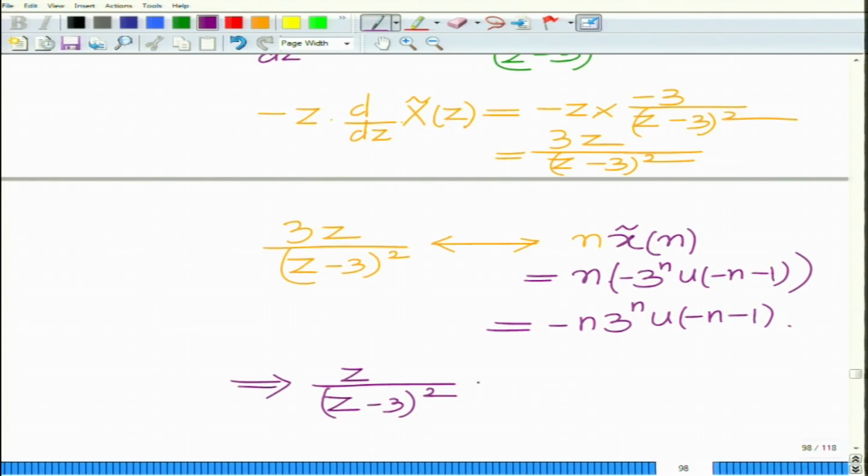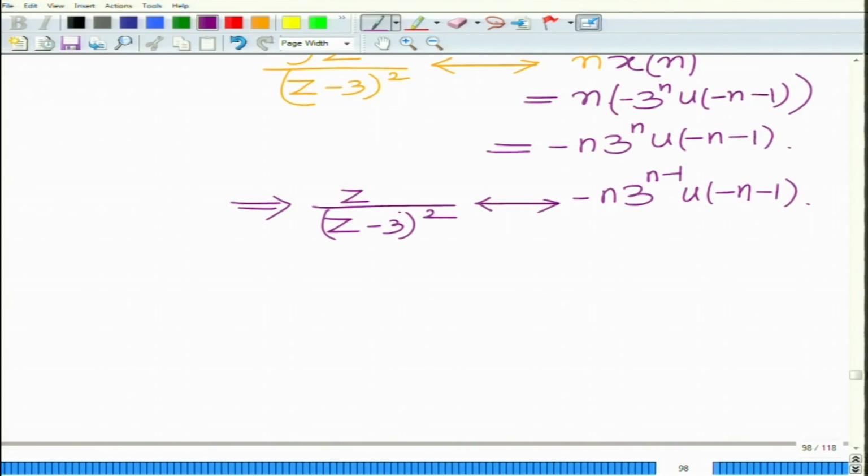3 whole square will therefore have the inverse z transform minus n 3 raised to n minus 1 u of minus n minus 1, bringing the 3 onto the right side and dividing it. So, that is the inverse z transform of z over z minus 3 square, that is minus n 3 raised to n minus 1 u of minus n minus 1. That is the inverse z transform of z over z minus 3 square, corresponding to, of course, the ROC 2 less than magnitude z less than 3.